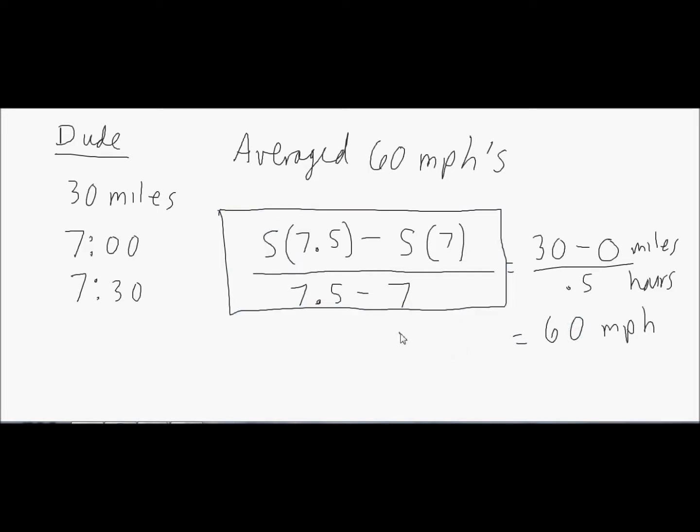Okay? So his velocity at some time, I'm just going to call it time c, had to have been 60 miles an hour because his average rate of change was 60 miles an hour. And let's remember this, velocity is the derivative of position. Well, that's exactly what the mean value theorem says. Here it is, and here are the conditions as well.